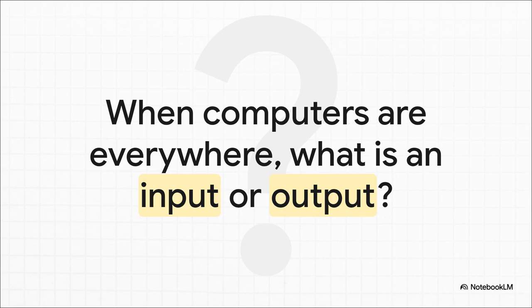So let's end with this thought. We started this whole journey with a simple click on a mouse. But as computers start to disappear into our environment, into our homes, our cars, our clothes, the very idea of input and output starts to get blurry. What does it even mean to click on your smart home? It's a fascinating question to think about as this technology continues to evolve all around us.